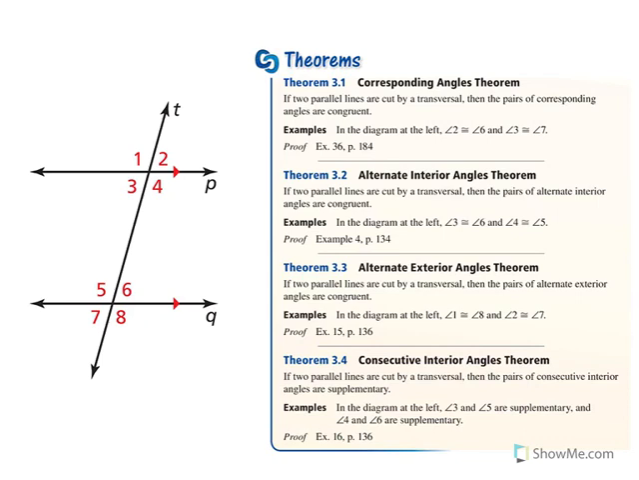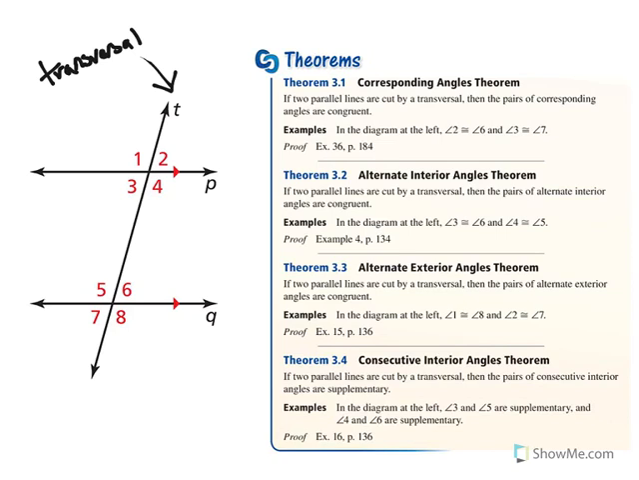So the first one we have is corresponding angles theorem. Corresponding angles theorem tells us that when we have parallel lines that are cut by our transversal, notice we have our transversal over here of T. That line will be our transversal because it crosses two or more lines. So in this first one, corresponding angles, it tells us that our corresponding angles are going to be congruent.